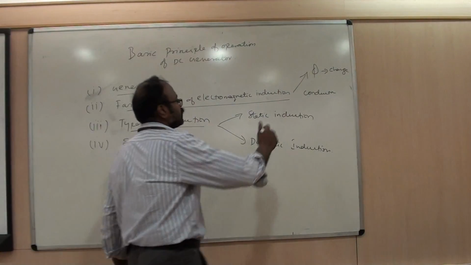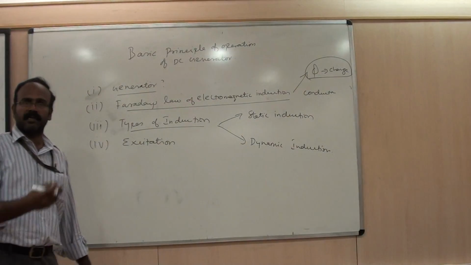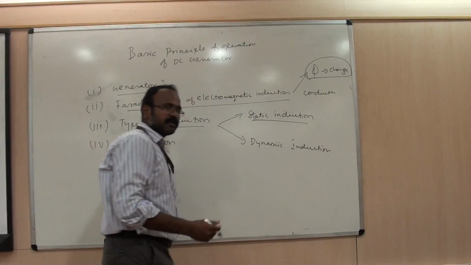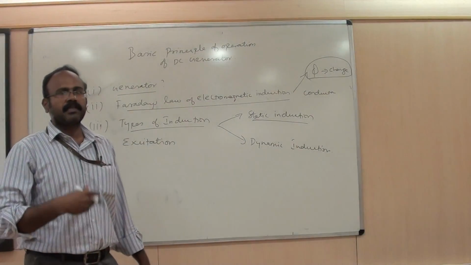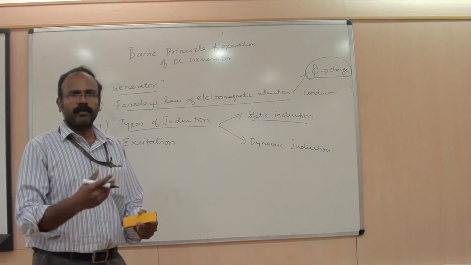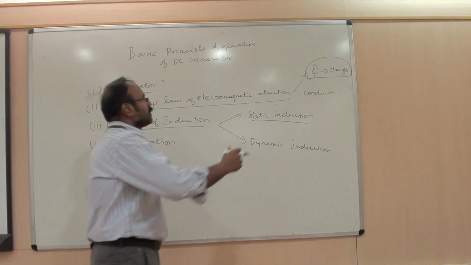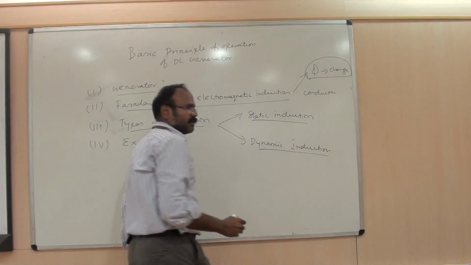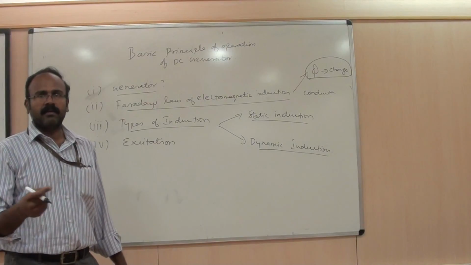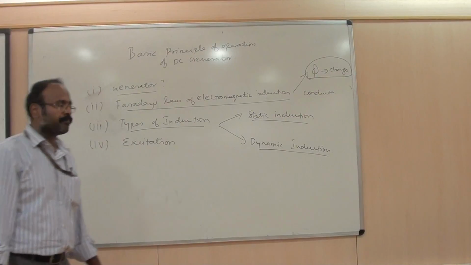But how do we bring about the change in the flux? If the change in the flux is already because of the change in the current by which it is produced, then the induction will be static induction. Otherwise, if the flux is constant and you are changing the flux by moving the conductor or the armature or something related to that, then that is nothing but dynamic induction. You are changing the flux by disturbing the flow of flux. Then it is nothing but dynamic induction.